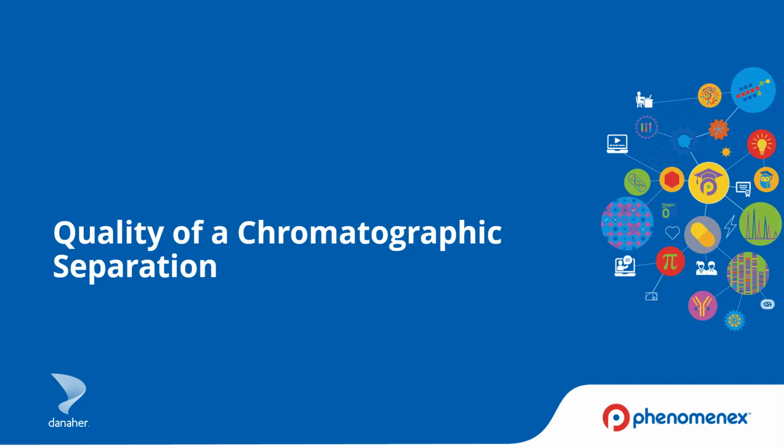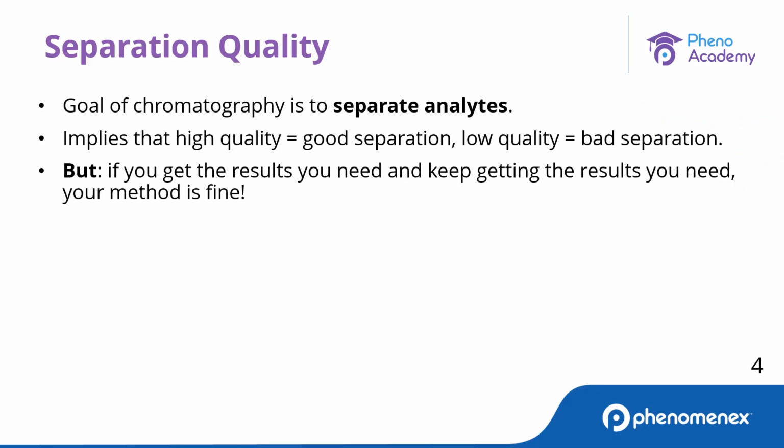All right, so first up, the quality of a chromatographic separation and why we measure it. So the goal of chromatography is just to separate analytes. That is all that chromatography is. It is separation science. Now, when we're talking about separation quality, it implies that high quality means a good separation and that low quality means a bad separation. But I just wanted to reinforce that if you get the results that you need from your chromatographic method and you keep getting the results that you need, your method is absolutely fine.